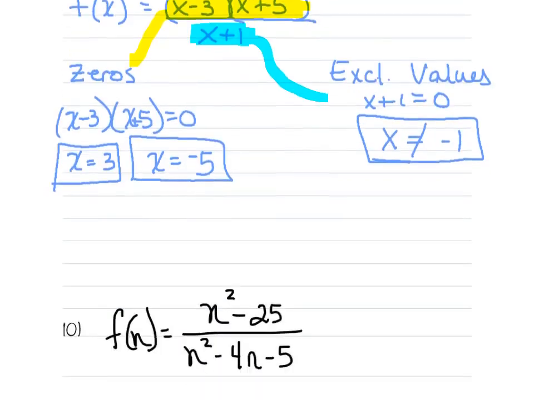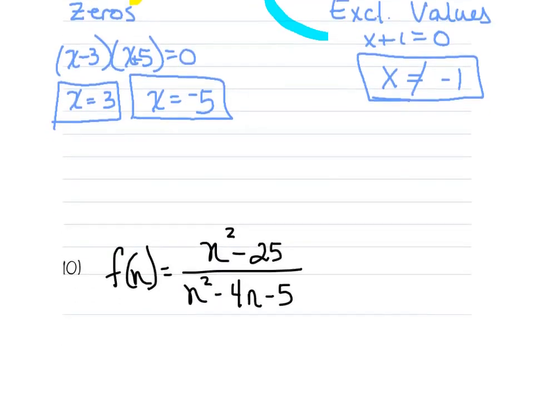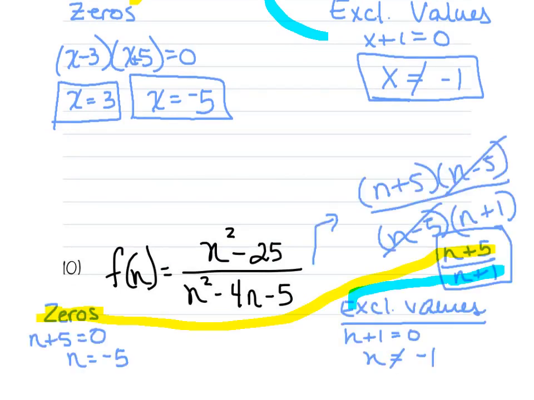Okay? All right, number 10. Solve that one on your own. Pause the video now. Okay. Sorry that the work is so scrunched up for this one, but I really didn't have enough room on the screen. But the simplified form of the original function is n plus 5 over n plus 1. Okay, so for my zeros, I make the numerator equal to 0, so n equals negative 5. And for my excluded values, I make the denominator equal to 0, so n cannot equal negative 1.